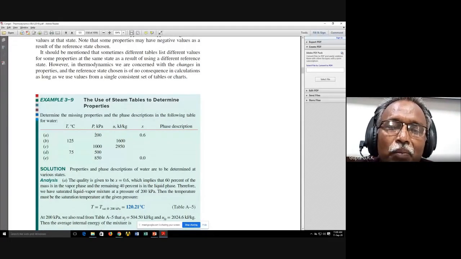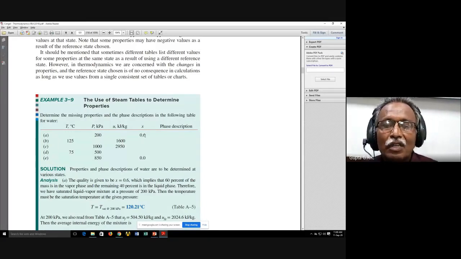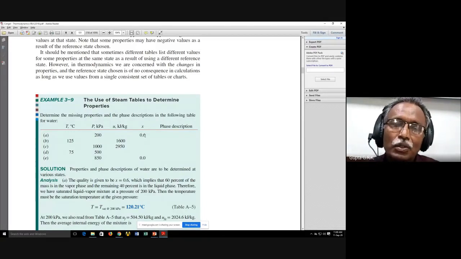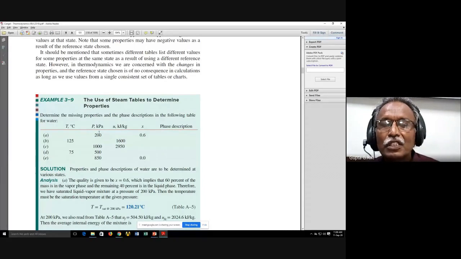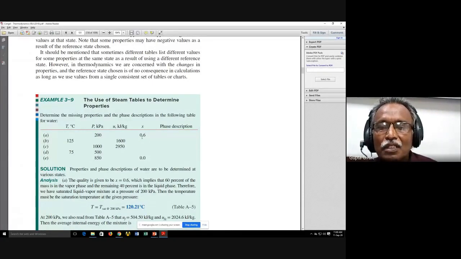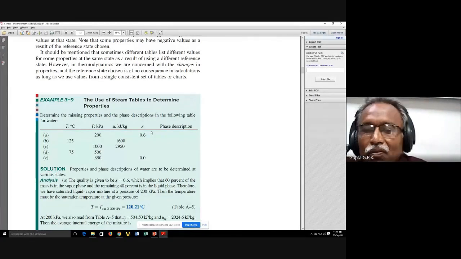If pressure and dryness fraction is given, it is obviously a liquid vapor mixture. So from the pressure tables at 200 kilopascals, you take down VF, VG, HF, HG, SF, SG. Then you have the formula: V of the mixture is equal to VF plus X VFG. H is equal to HF plus X HFG. S is equal to SF plus X SFG. And X is known, and VF, VG and all things are known from the table. So you can find out enthalpy and entropy, everything.